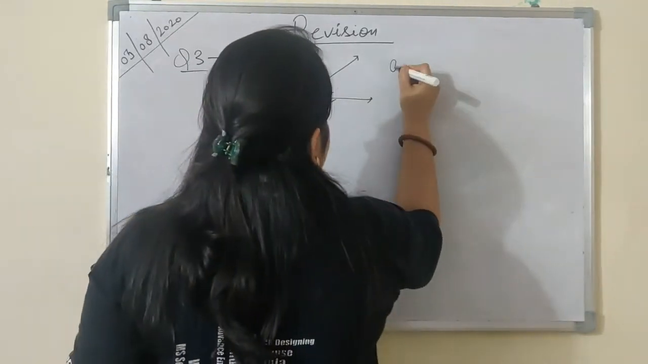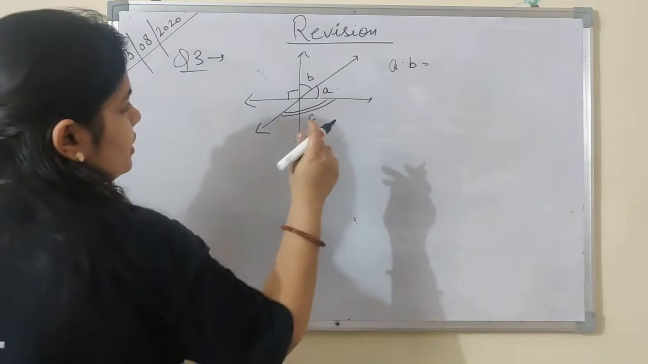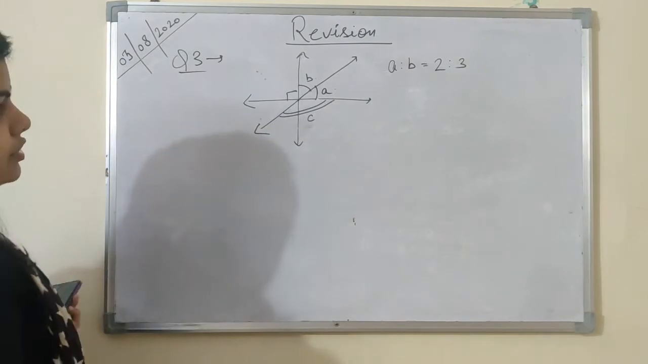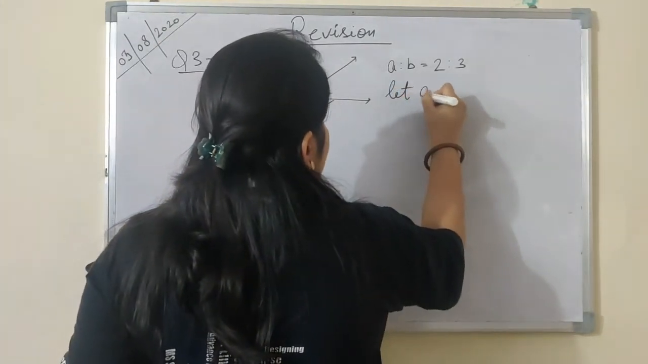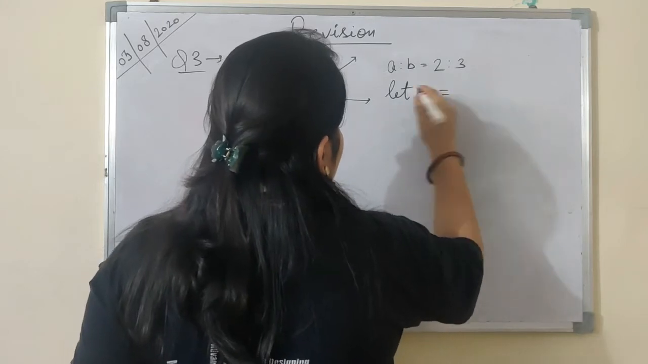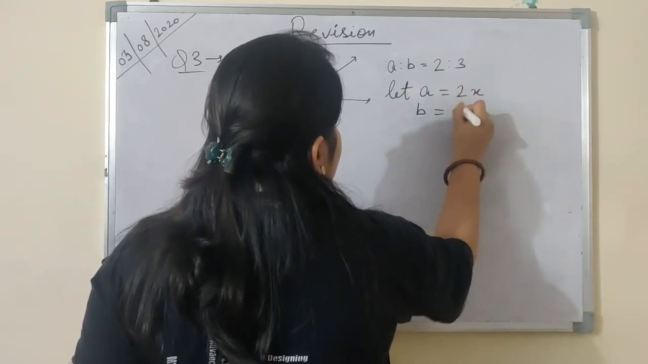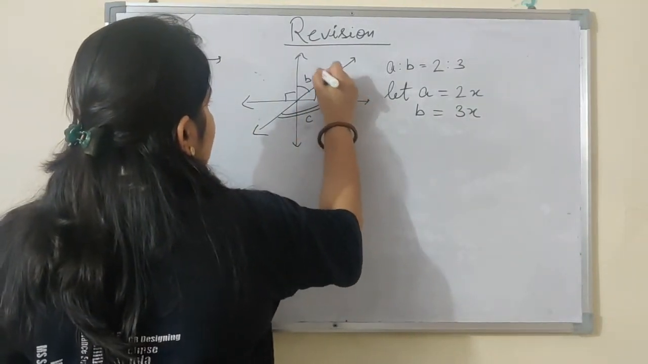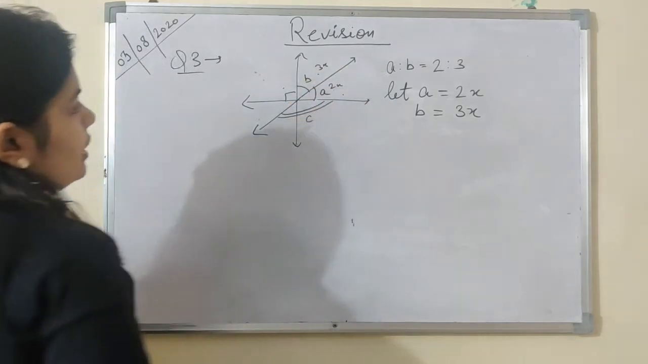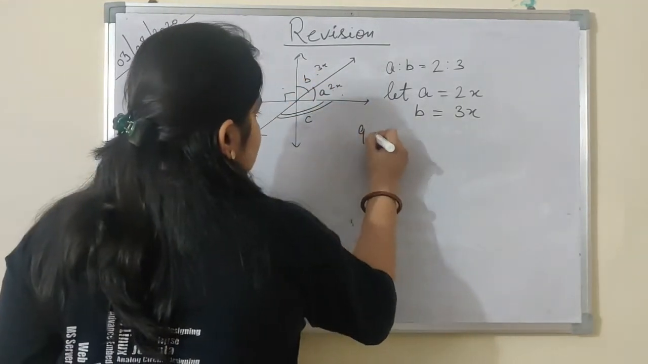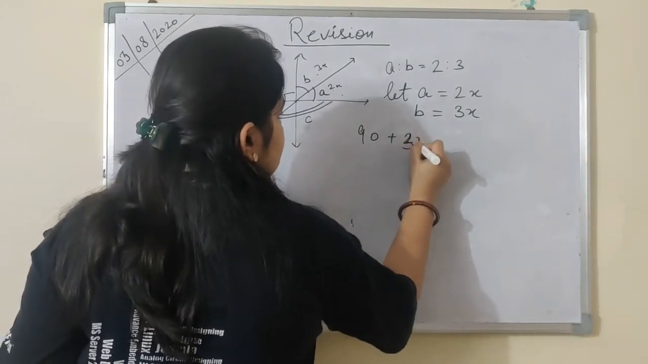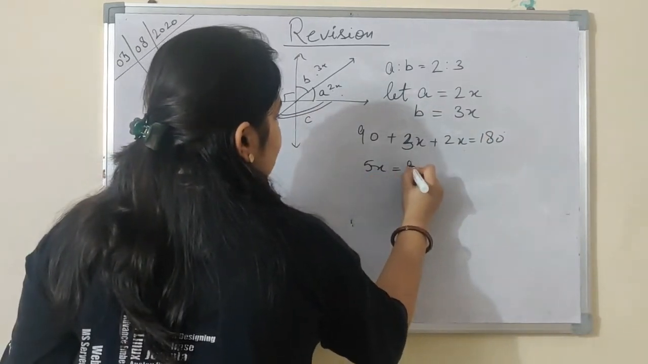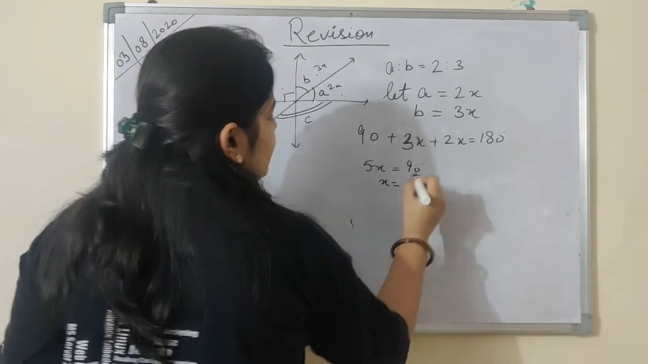Now, what else is given? It is given that A ratio B is 2:3, or you can say that A is to B is equal to 2:3. So we will suppose that A be 2x and B be 3x. Now, as this is 2x and this is 3x, we can apply the straight line angle property over here. That says 90 plus 3x plus 2x is equal to 180. After applying this, we will find the value of x from here, and that will be 18 degree.